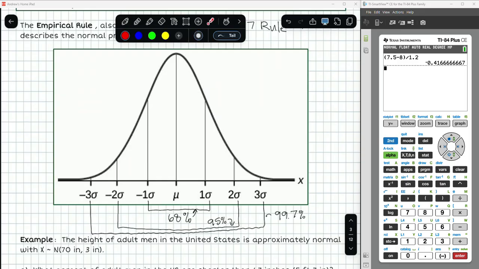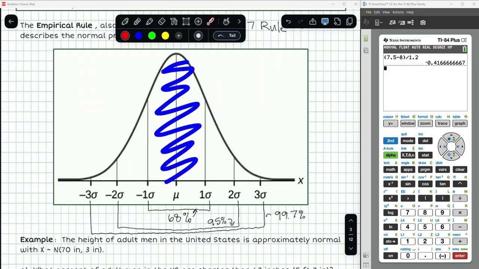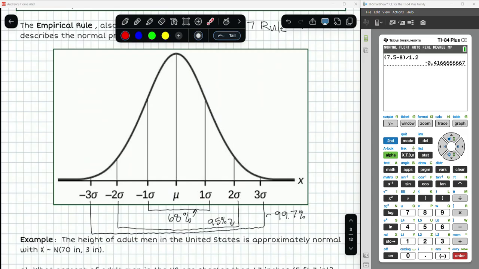So in a normal distribution, more than half of everybody's in the middle, and then we get a little bit more as we move out, and out past 3 there's hardly anybody.